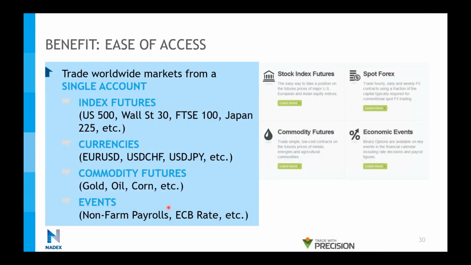Ease of access, trading worldwide markets from a single account. Index futures, the big markets here in the United States. You have the US 500, the S&P 500, the Dow Jones, and the Russell available for trading. You have in the UK the FTSE 100, the Nikkei. You have access to the German DAX, big indices. Why not? Why always concentrate on the home market? You can easily diversify with your trading there. Currencies, many different currencies, major pairs available for trading: Euro, US dollar, Swiss franc, Japanese yen. Commodity exposure as well: gold, oil, corn, silver, you name it. And events, non-farm payrolls, ECB rate, and so on.